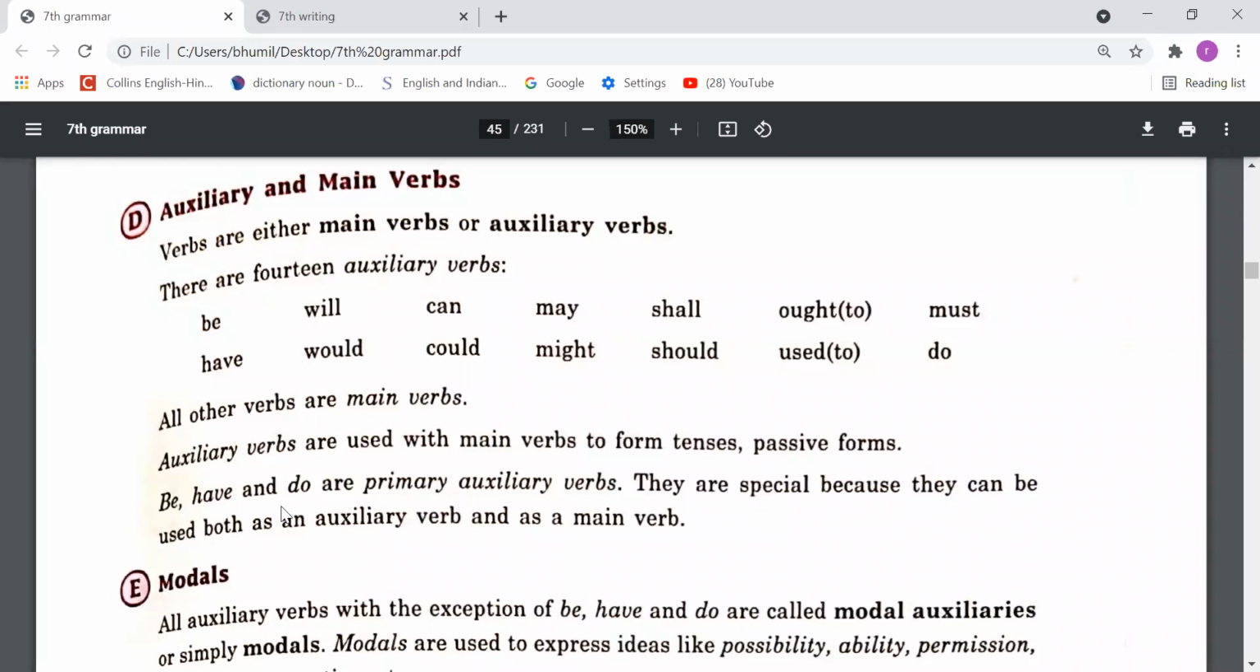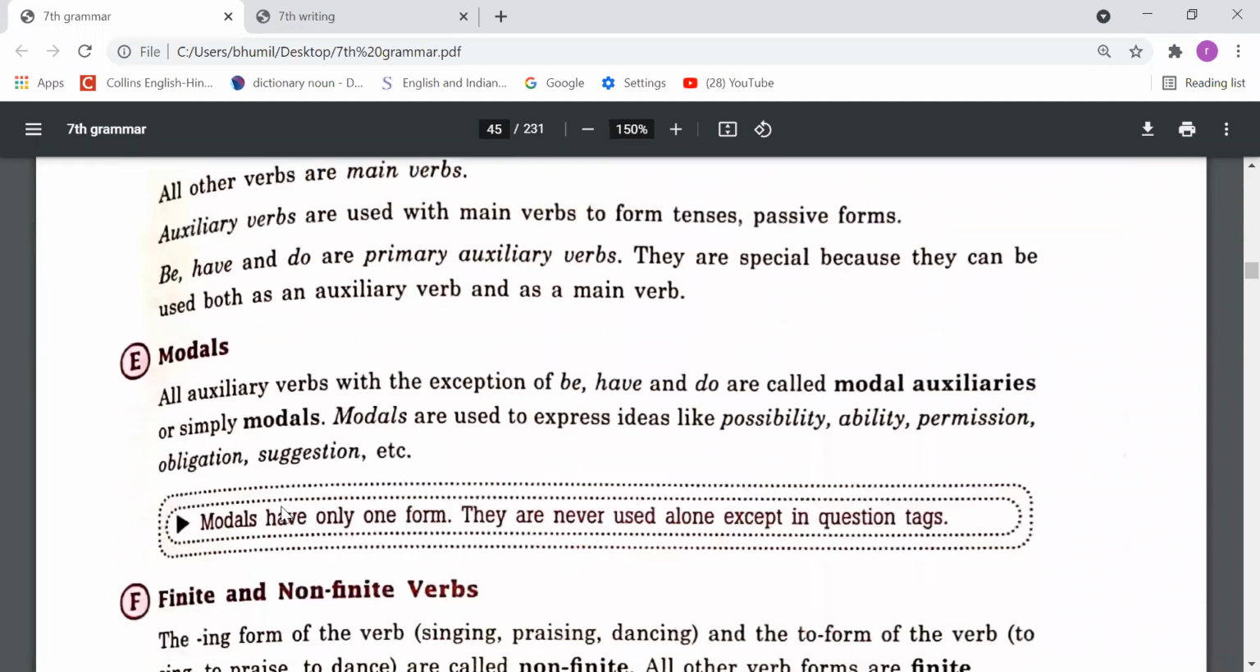They are special because they can be used both as an auxiliary verb and as a main verb. So be form, have form, do form, as a main verb also we can use, as a helping verb also we can use. Suppose I say, have you done your work? So done is the third form of do, so here we have used do as a main verb. And sometimes we also say, do you do your work? So you can see that the first time we have used do as an auxiliary verb, means as a helping verb. The second time we have used do as a main verb. Do you do your work?